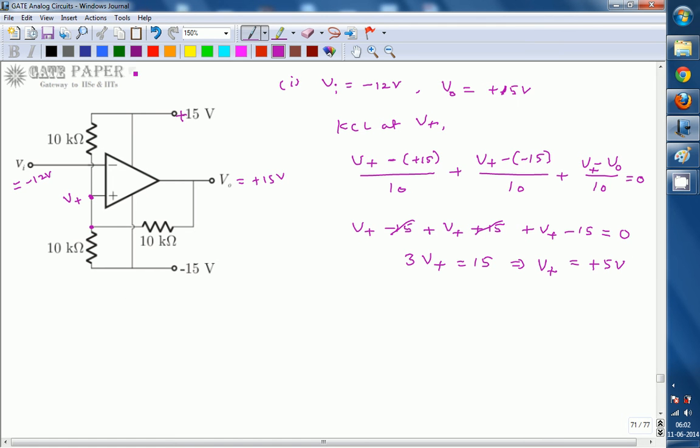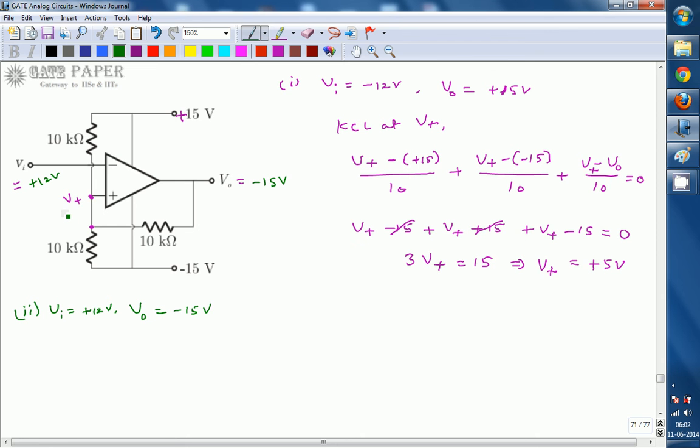Now we will consider the second case. For the second case, it is given that when Vi is equal to plus 12 volts, V naught is going to be at minus 15 volts. So V naught is now at minus 15 volts and Vi is at plus 12 volts. Now we are going to calculate V plus.